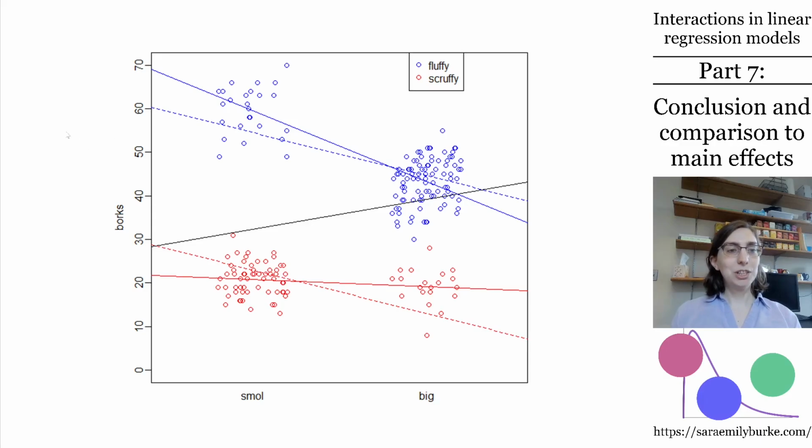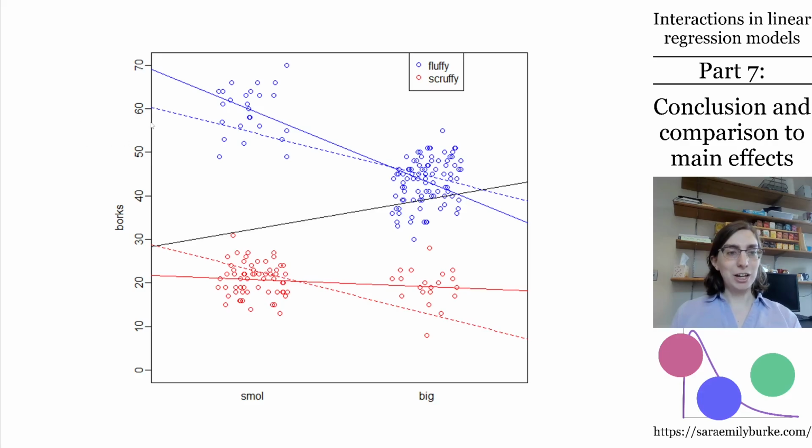And finally, when we include the interaction in the model, we get a pair of lines that passes through the means of all four groups. The main effects version is like a compromise between the conditional slopes from the interaction model. The best slope for the fluffy dogs alone would be this solid blue line from the interaction model. It passes directly through the means of the small fluffy and big fluffy dogs. And the best slope for the scruffy dogs, the one with the smallest sum of squared residuals, is the solid red line. It passes directly through the means of the small scruffy and big scruffy dogs.